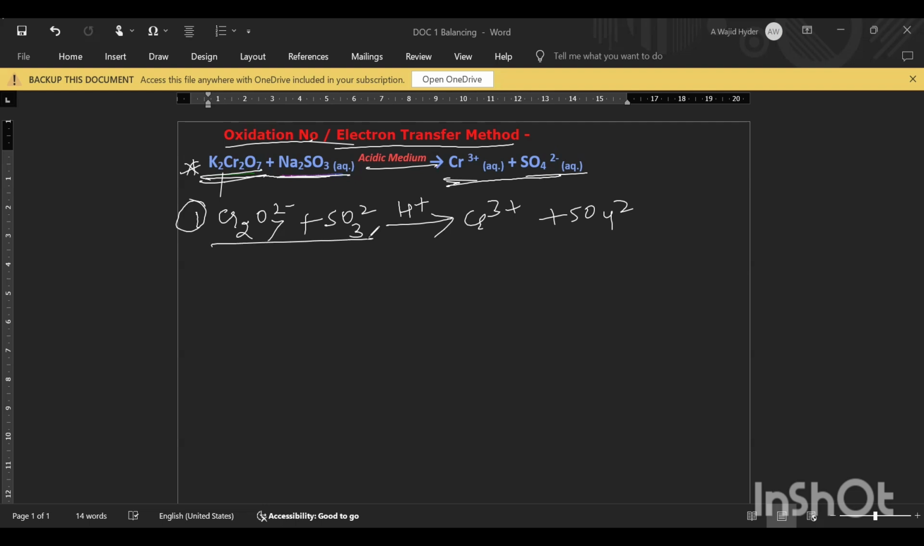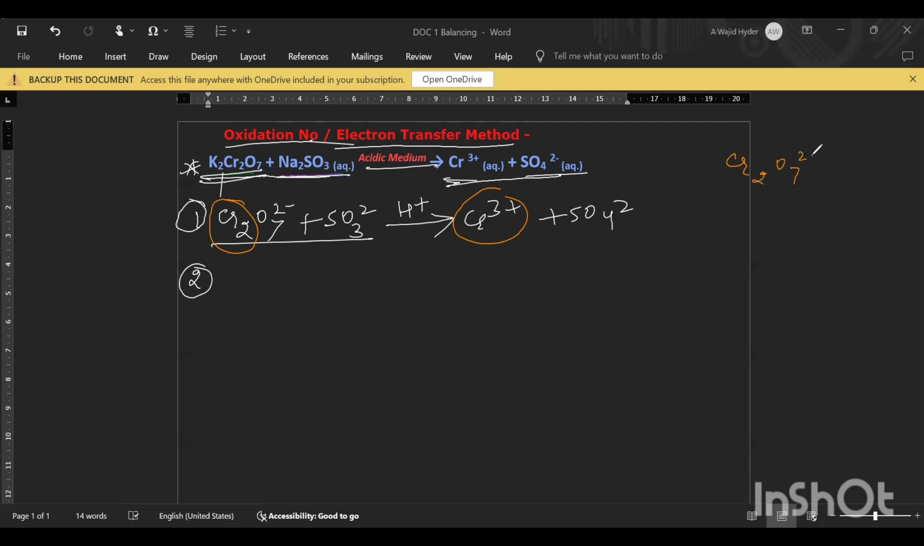Now see, the first step you have done in ionic form. Now see, the second step, we will calculate the oxidation number. We will calculate the oxidation number of what? We will be calculating the oxidation number of those species which are changing their oxidation numbers.